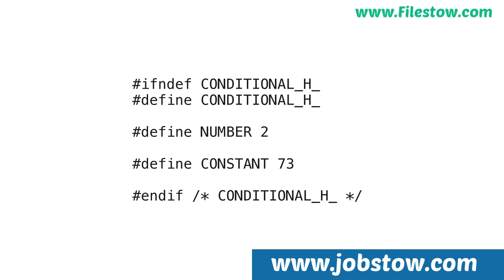Conditional processing allows you to compile parts of your code only if certain conditions are true. In this common example, the contents of a header file are prevented from processing more than once. This technique is often called an include guard.